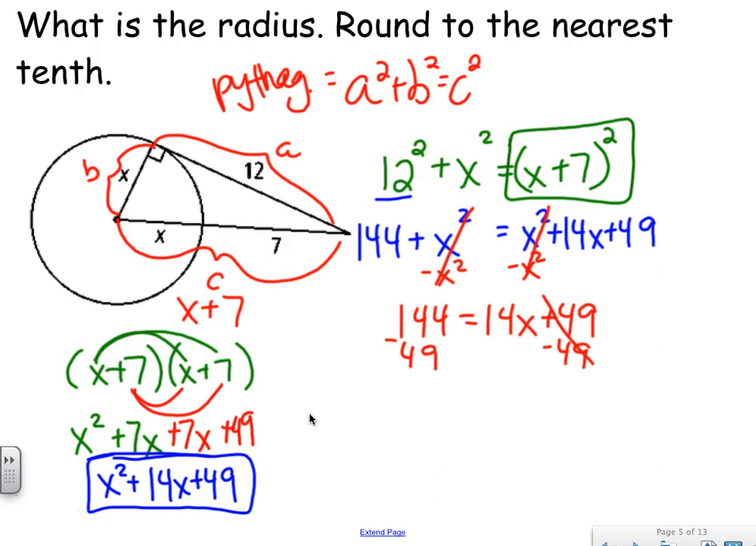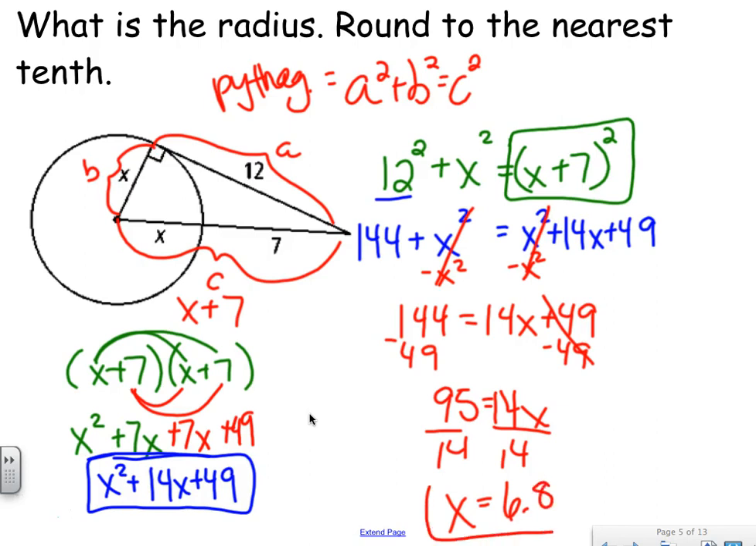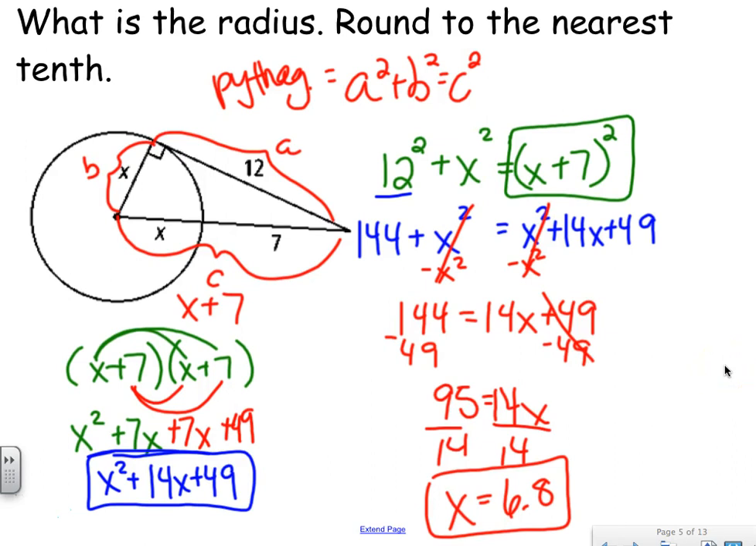144 minus 49 is going to be 95. Divide by 14. So my x is going to be a funky decimal, but I'm going to round it to the nearest tenth. So 6.8. Okay? So that is the radius of this circle. There and there. Cool.